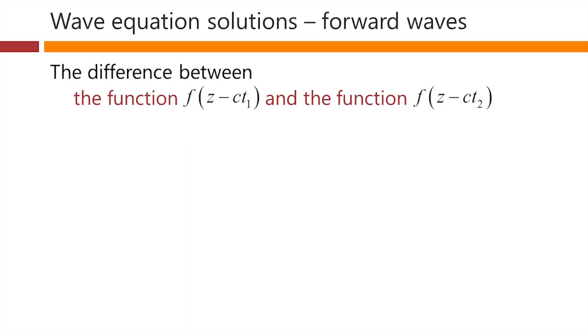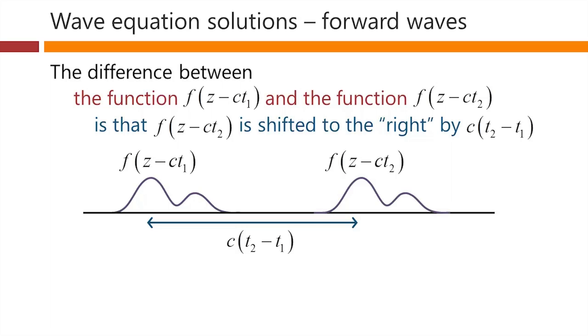The difference between this function at time t1 and the same function at time t2 is simply that we have shifted the function over. So if f of z minus ct1 looked like this, then f of z minus ct2 is just the same thing shifted over, here presuming that t2 is greater than t1. So moved over by an amount c(t2 minus t1).